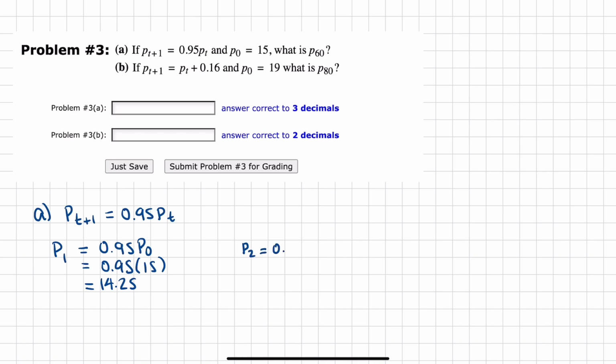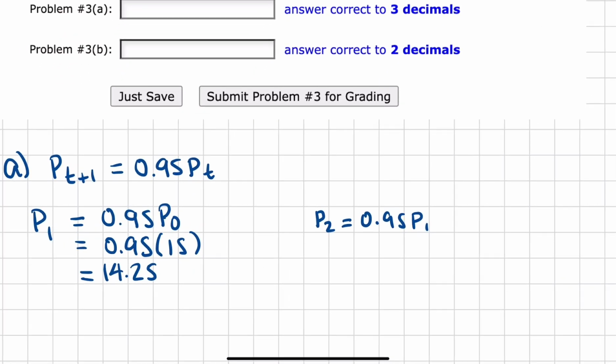Let's move on to p2. p2 is going to be equal to 0.95 multiplied by p1. But what else is p1 equal to? p1 is equal to 0.95 p0. So we can just simply go ahead and say this equals 0.95 multiplied by 0.95 p0. Now we see we have the multiplication of the two same numbers here, and so really, this is just squaring the number. So this is 0.95 squared p0.